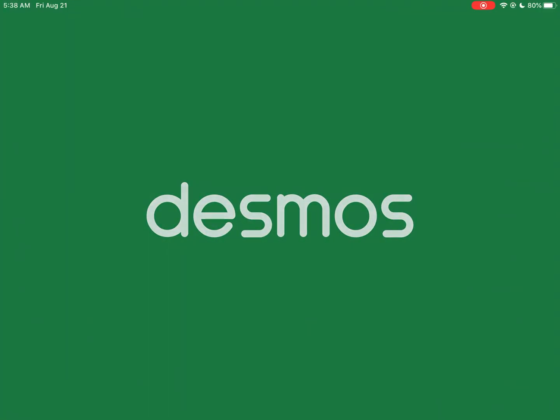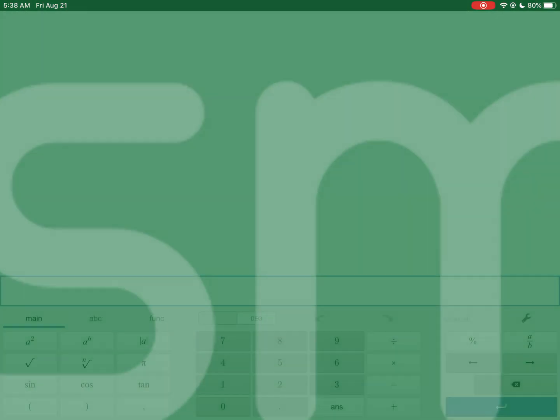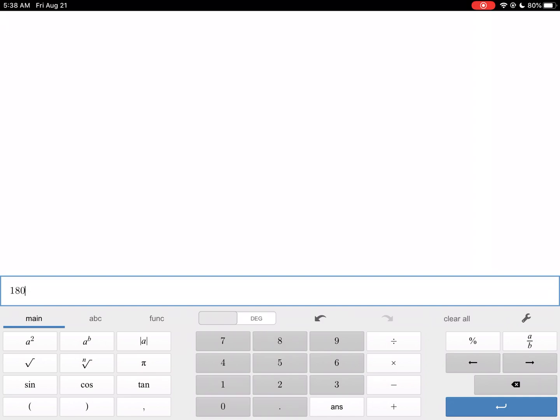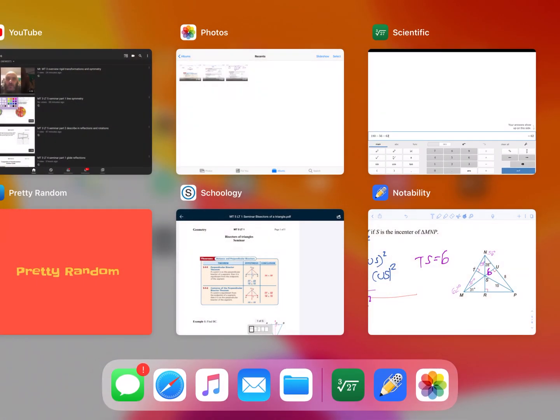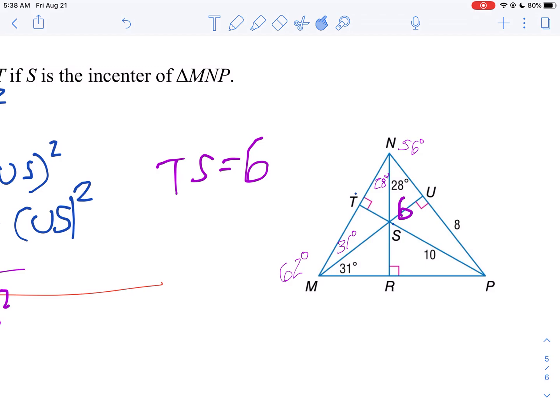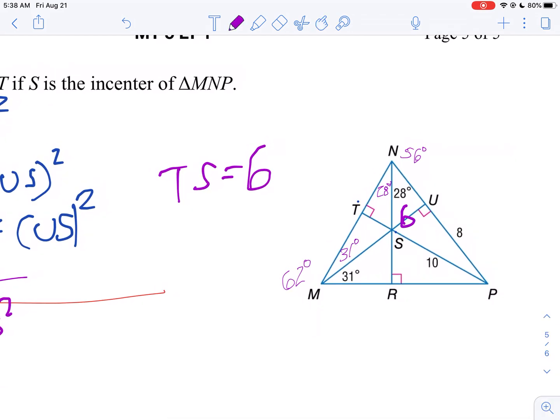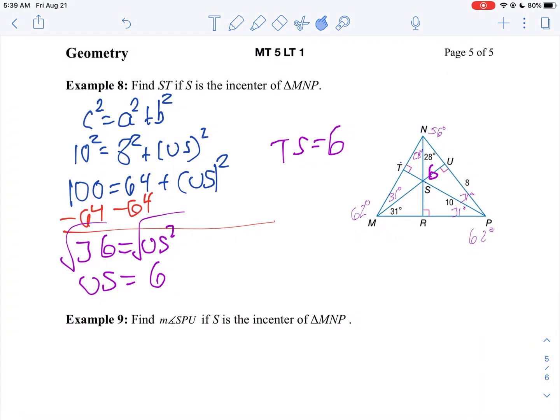So I'm going to take 180 minus 56 minus 62. Oh, look at that. That is 62 degrees. So that makes angle P 62 degrees. Or more specifically, angle NPM is 62 degrees. Since we have an angle bisector, that makes each one of these angles 31 degrees. So now we can answer the question. The measure of angle SPU is 31 degrees.